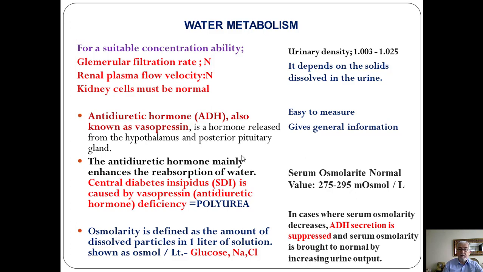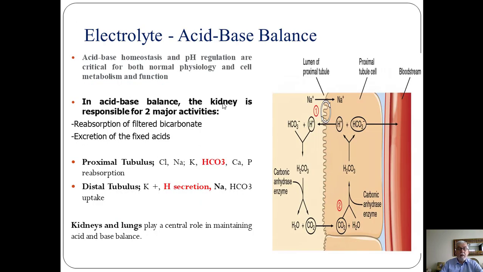And urinary density is 1.003 to 1.025. This urinary density depends on the solids dissolved in the urine. It is a density measurement, easy to measure, and it gives us general information. In case serum osmolarity decreases, ADH secretion is suppressed and serum osmolarity is brought to normal by increasing urine output.